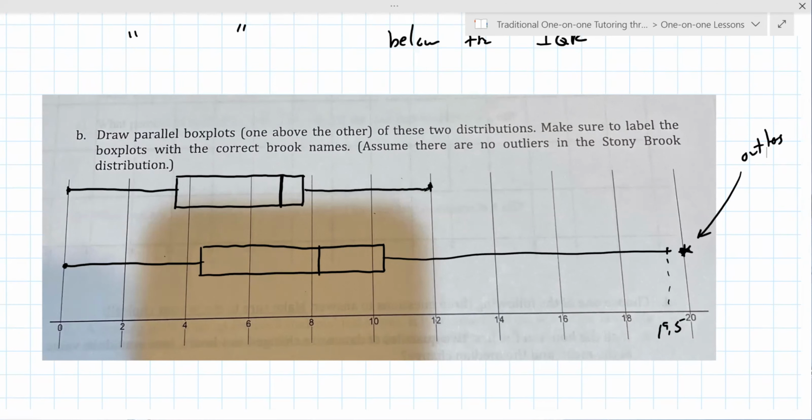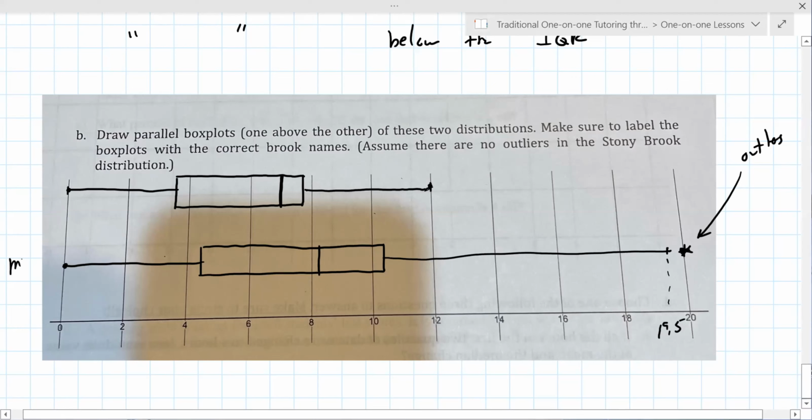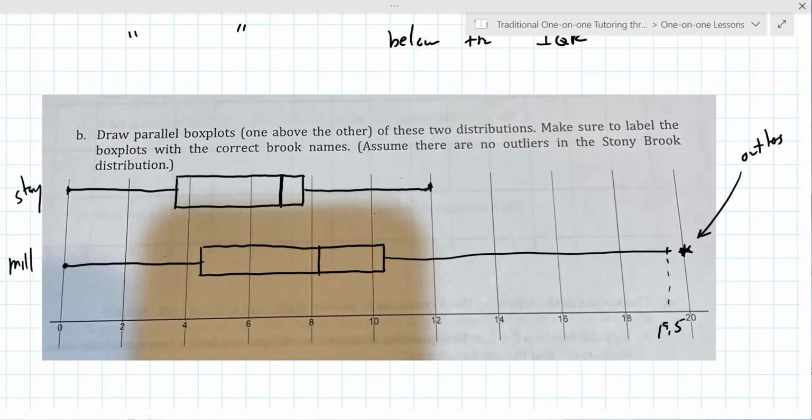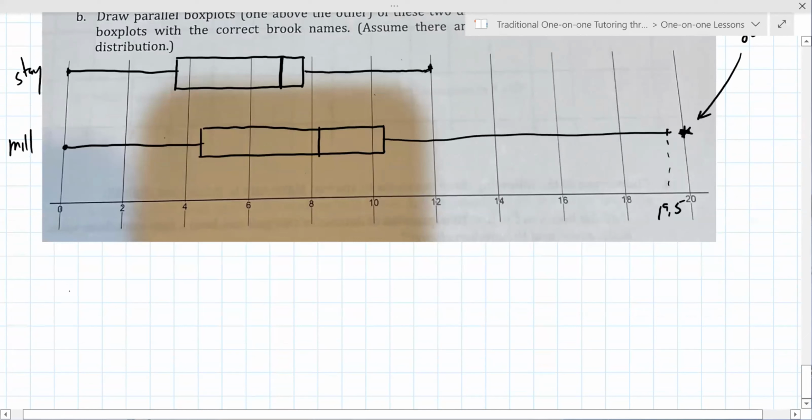Okay. So let me just talk about the next when it says the center. If you look down at part C, it says the center. So the median, what can you say about the median of, I guess this is Millbrook and Stony Brook? What can you say about the median of Mill compared to Stony? The median is higher in the second one. That's right. So in part C, it's asking you to write a few sentences. You would want to say that the median is higher for Mill.